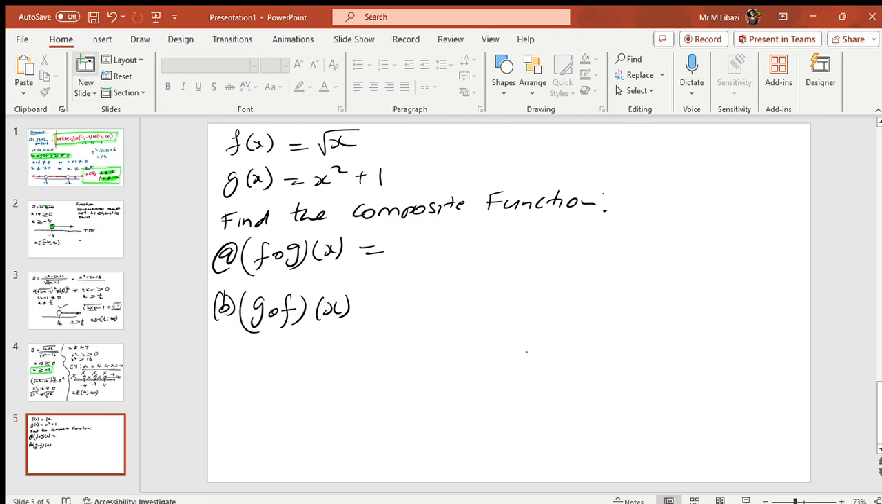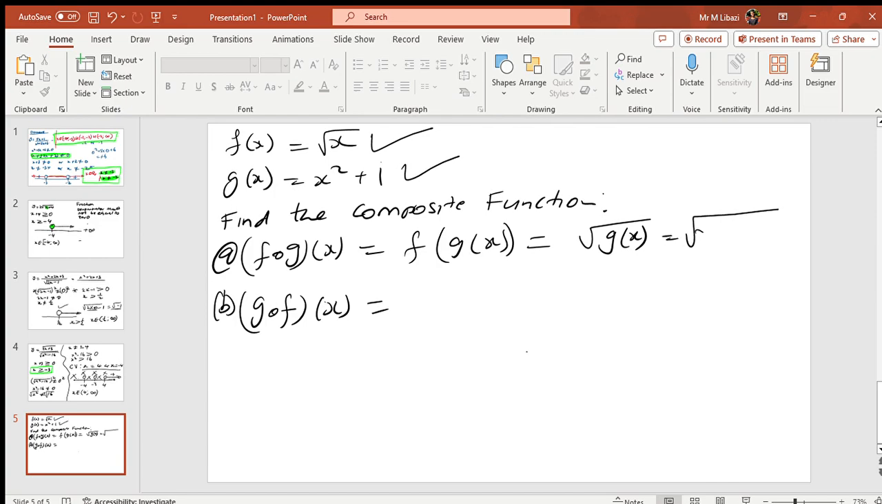So now, let's find both composite functions. If we were to find f of g of x, we know that we're substituting g inside f. So our f is the square root of x, and in place of x we're substituting g of x. Remember, we had the square root of x as f of x. Inside that f of x, in place of x, we put this function g of x. So we're going to have the square root here of x squared plus 1. That's what it means by composite function.